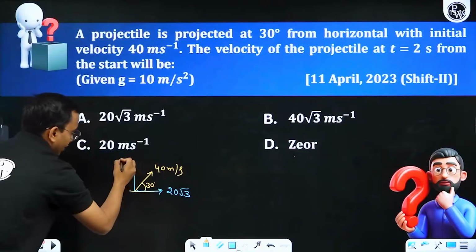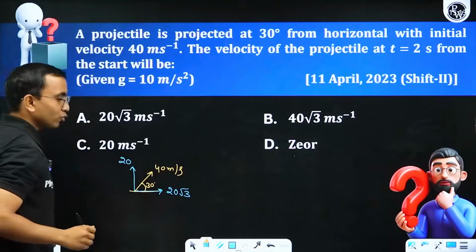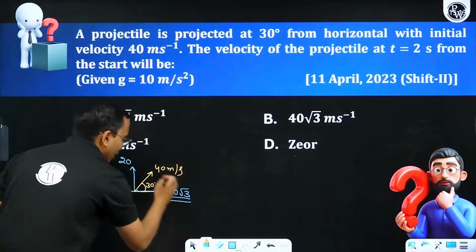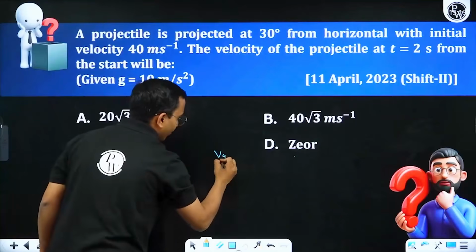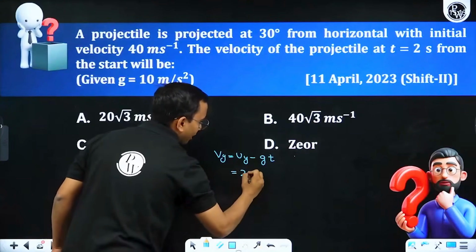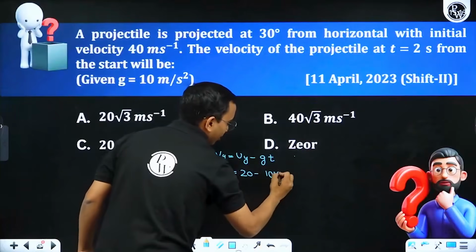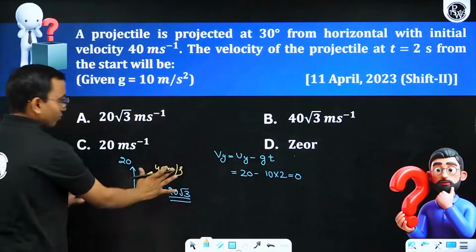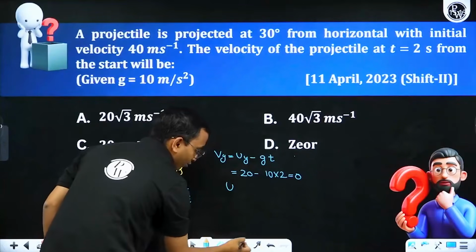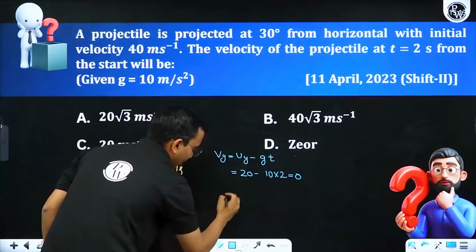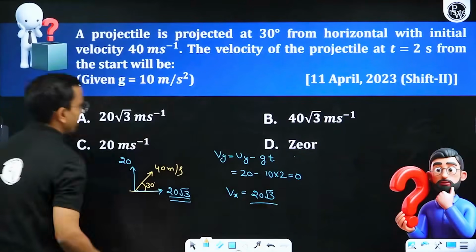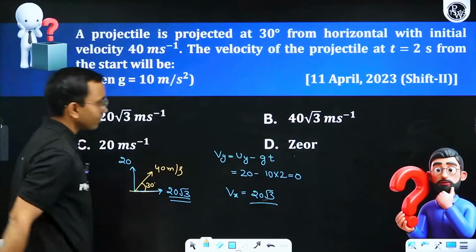What is that? 20. After 2 seconds, ux is not going to change. This will remain the same. I need to find just Vy. What is Vy? Vy is Uy minus gt. 20 minus g, that is 10 into 2, that is 0. Vy becomes 0. Only ux will be there. Only my horizontal component velocity will be there, that is my Vx, 20 root 3. So the final velocity will be 20 root 3, that is option A.